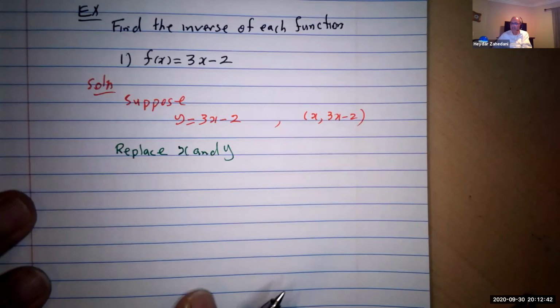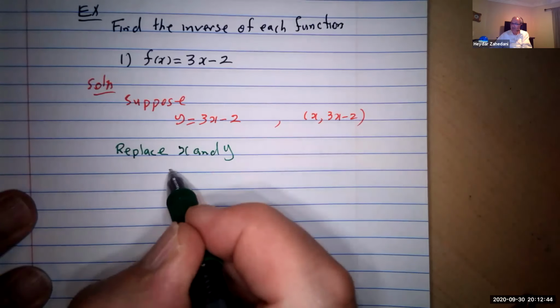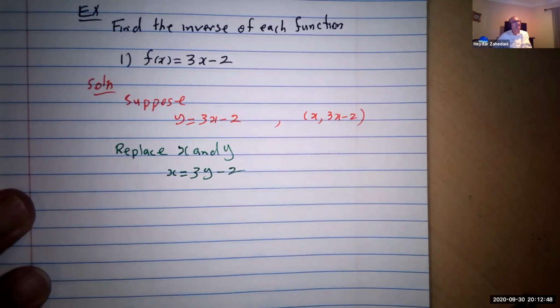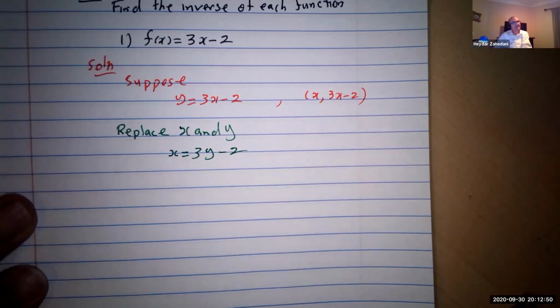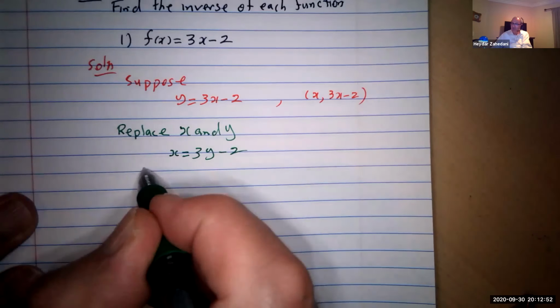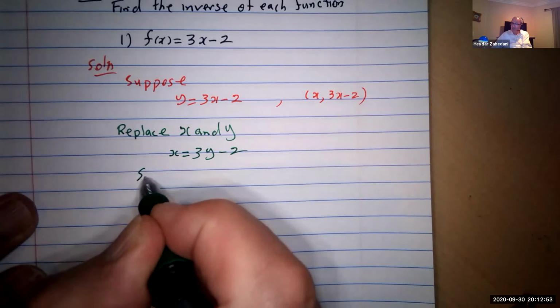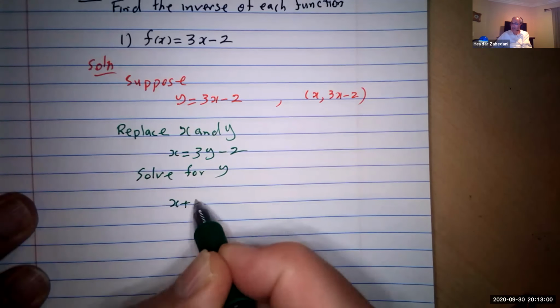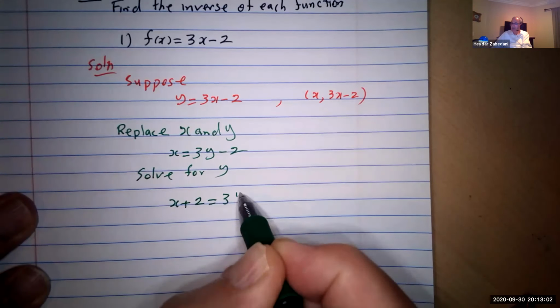If you replace x and y, what are you going to have? You have x equal to 3y minus 2. Now we switch it. Solve for y. What are you going to get? Isolate the y so that you have x plus 2 equal to 3y.